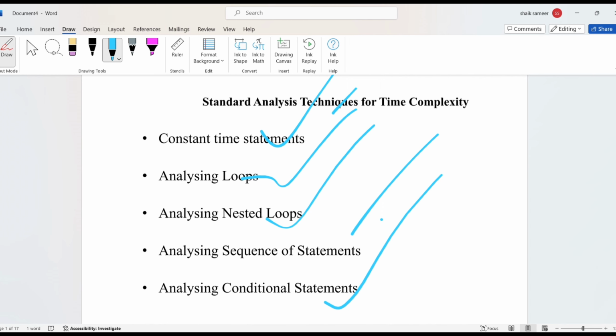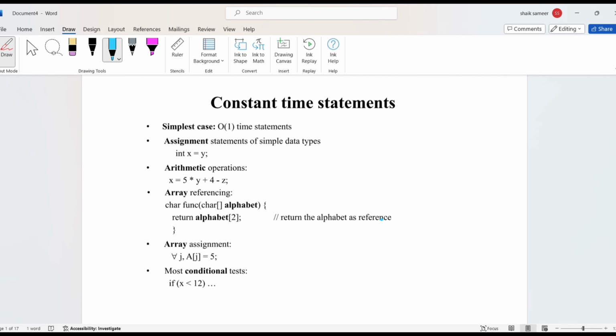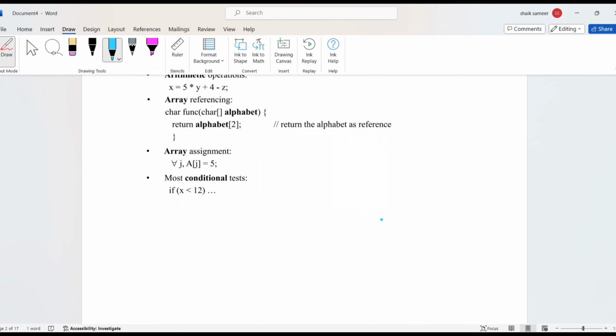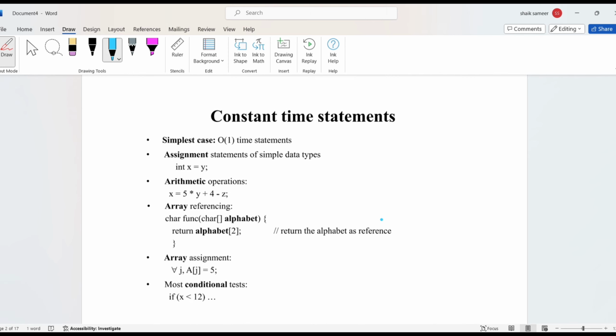In this video we are going to concentrate on two topics: constant time statements and analyzing loops. So first is constant time statements. Constant time statements means the time taken is a constant, that is big O of 1.